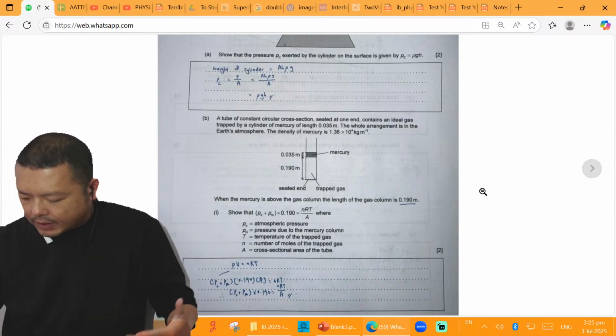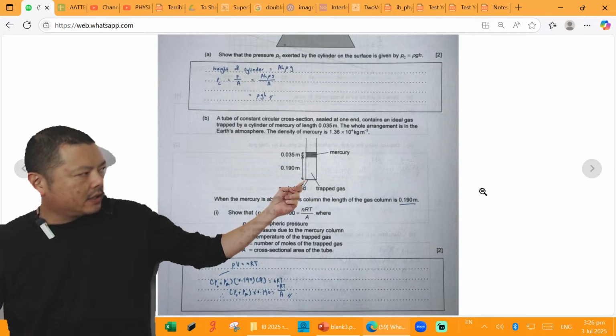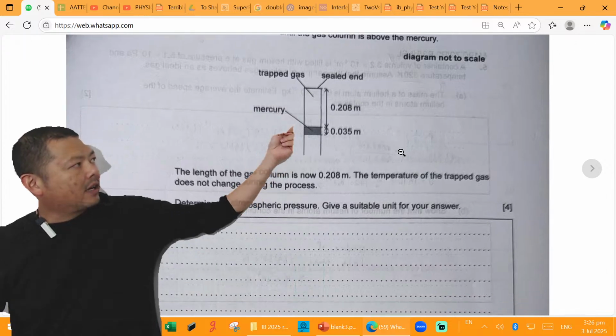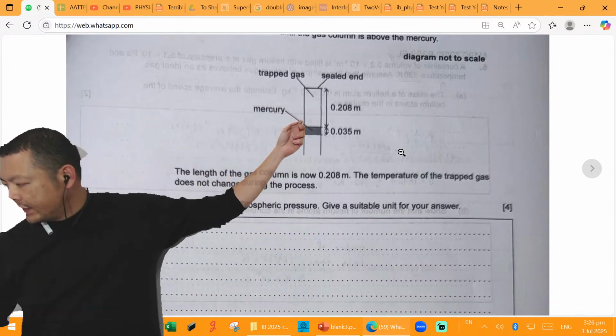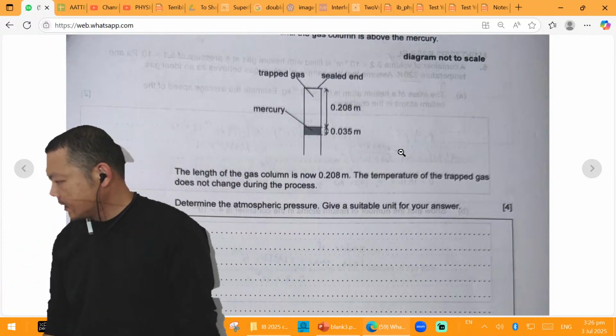So P1V1 equals P2V2. Like if you have P1V1 here, and then you look at the next scenario, the gas is now kind of expanded. So this is P2V2. The value of P1V1 is equal to P2V2.